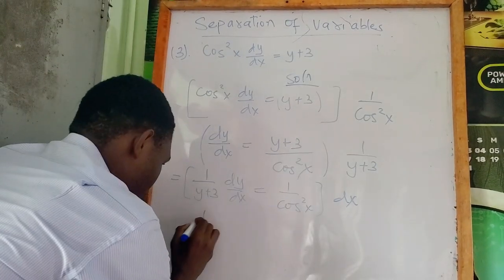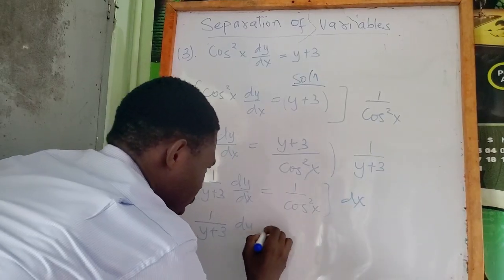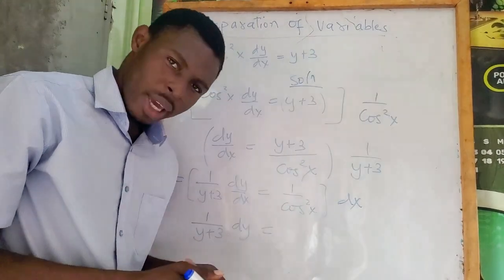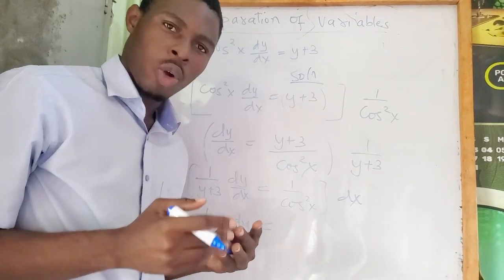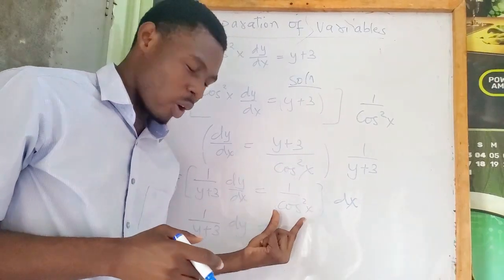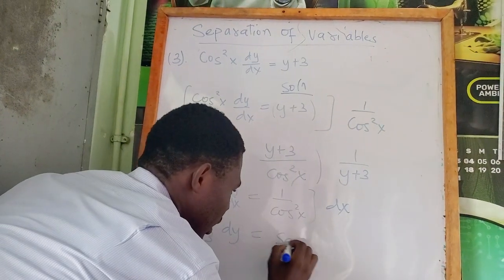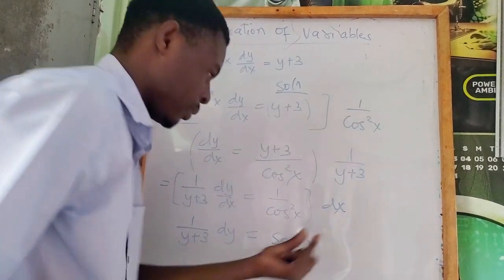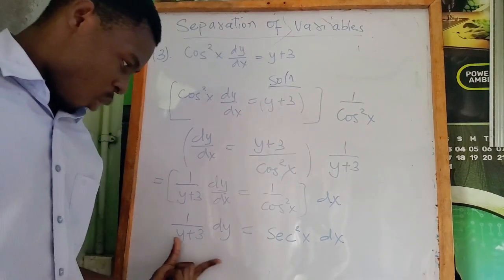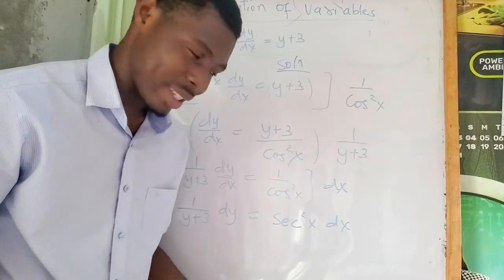I'm going to have that this is 1 all over y plus 3 dy is equal to 1 all over cos square x. Recall that 1 all over cos x is secant x. So 1 all over cos square x is what? Secant square x. So this is sec square x times dx. Okay, we have all y's on one side, we have all x's on one side. What's the next step? Integrate.